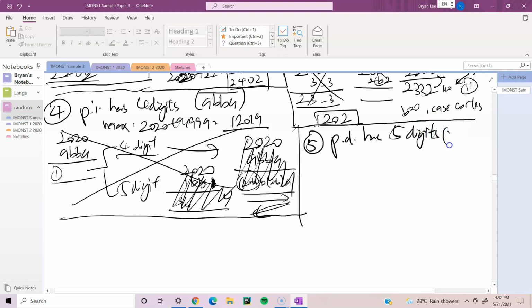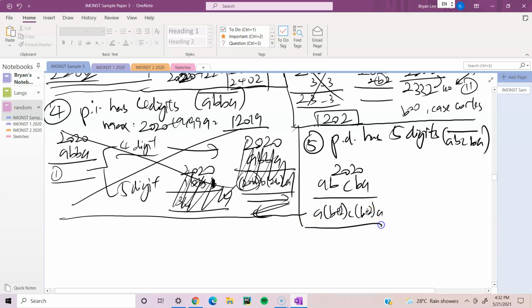So it will be represented in the form A, B, C, B, A. Now 2020 plus A, B, C, B, A. Theoretically, we will have something like A, B plus 2, C, B plus 2, then A. But we have to be careful a little bit, because B plus 2 might exceed 10. It might be larger than or equal to 10. So B would be larger than or equal to 8.